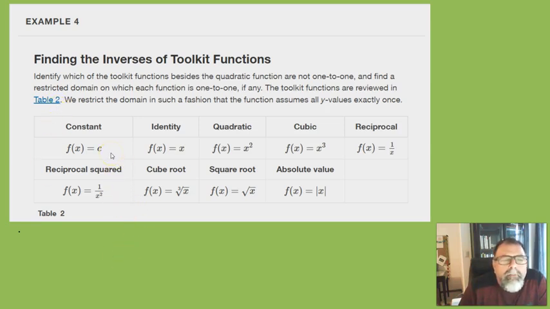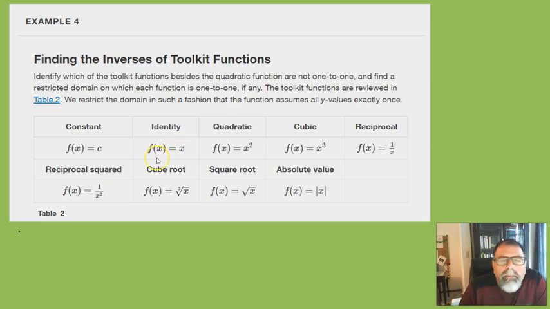So the constant function is not one-to-one because it's a horizontal line, so basically every x value is going to have the same output value. So how would you restrict that? The only way to restrict this one is to make it just one input value, one output value. So it's not really practical on that one. There's no domain other than the single point.